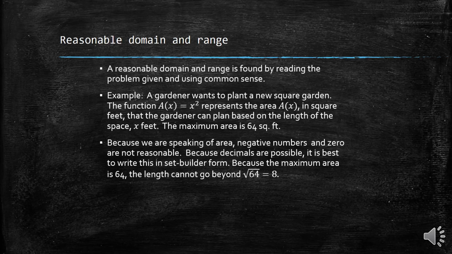Because we're speaking of an area, negative numbers and 0 are just not possible. Decimals are possible, and it is best to write this in set builder form notation. Because the maximum area is 64, the length cannot go beyond the square root of 64, which is 8. So therefore, our domain is going to be all the x values such that 0 is the lowest value that's not included, and 8 is the highest value that we can include.